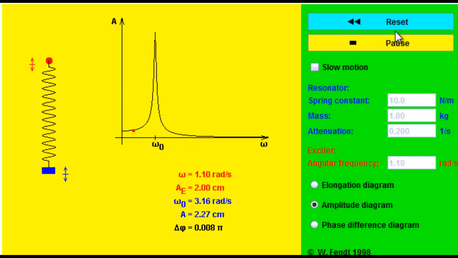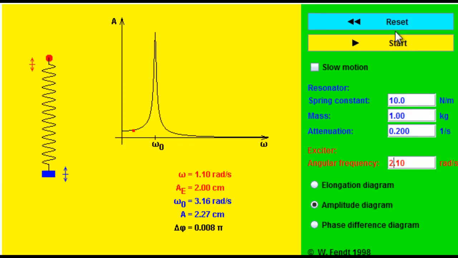The vertical axis is the amplitude of the swing. Horizontally, we basically have the frequency of the driving force. Marked here, W0, this is basically the angular frequency of the oscillator, the blue oscillator. The driving force has a smaller frequency than the oscillator, so the amplitude is not very great. So we'll reset.